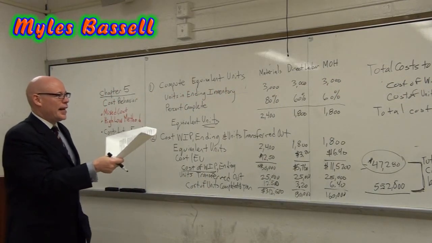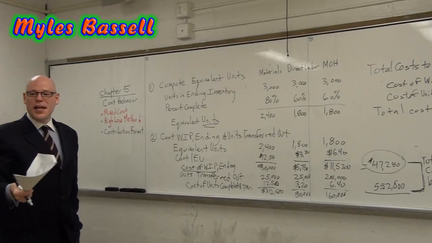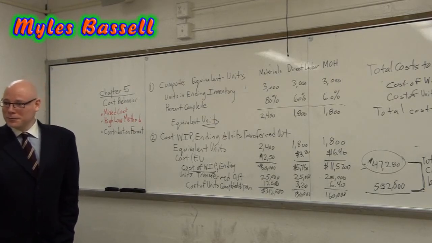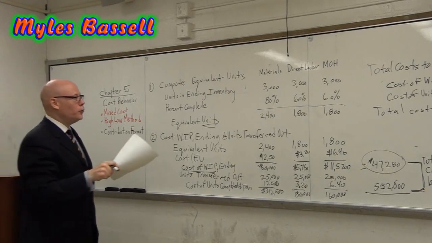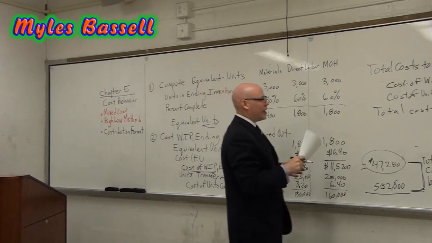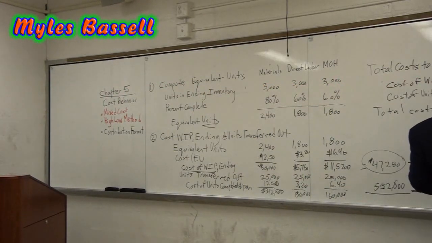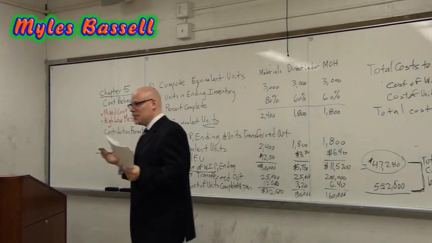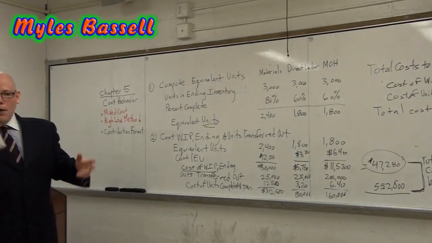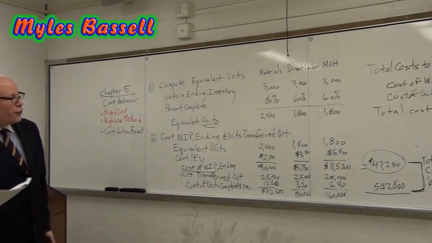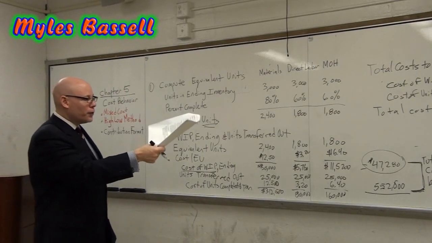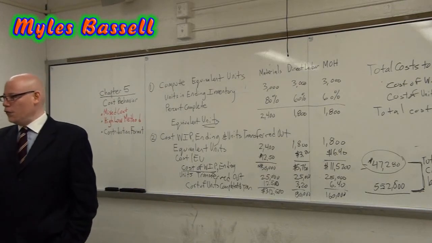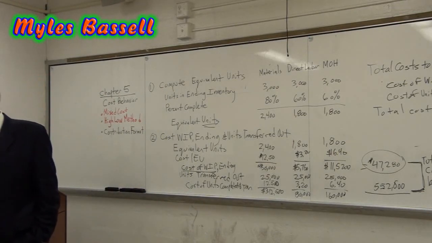So this reconciliation, the reason why we do this, this is our check. We know that our total costs are $599,780. But the question is, what amount or what percentage of those costs are WIP and what percentage or amount is finished goods?